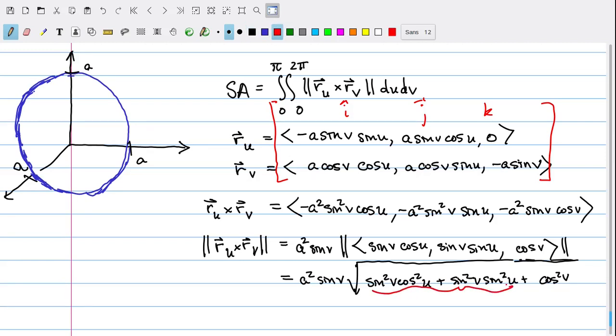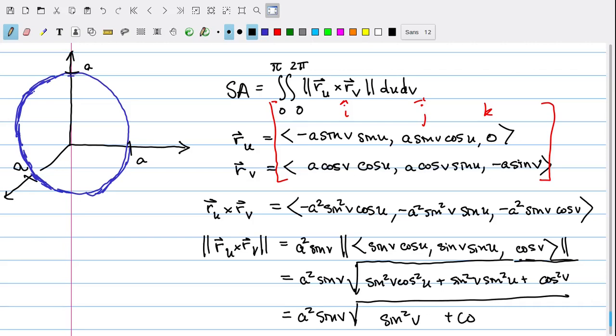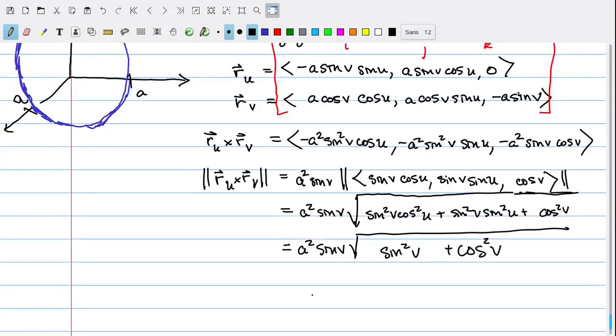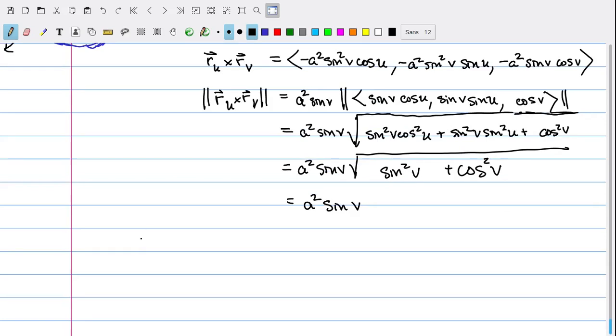And again, sine squared plus cosine squared is 1, so I'm going to replace sine squared v cosine squared u plus sine squared v sine squared u with just sine squared v. So this expression is a squared sine v times the square root of sine squared v plus cosine squared v. And that's 1 as well. So all I get in the end is a squared sine v. So this is what I'm integrating. I'm integrating a squared sine v to get the surface area.